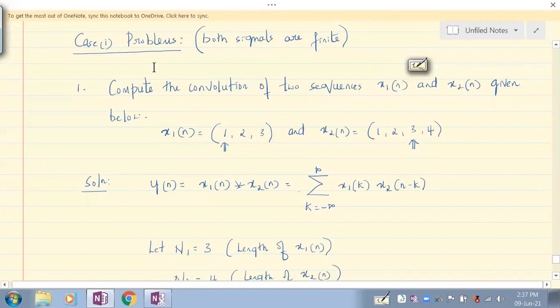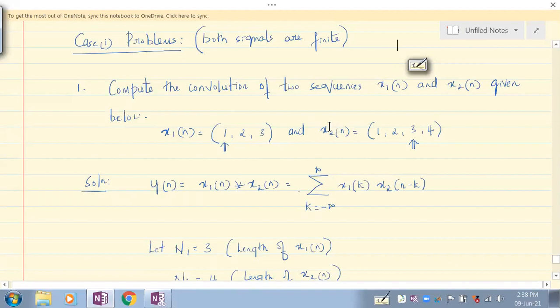So now let's see the problems on convolution sum, wherein we are asked to find the convolution sum of the sequences. I've told you the discrete time signals can also be called as sequences. Convolution of two sequences x1 of n and x2 of n given below. x1 of n is given as a 3-sample signal: 1, 2, 3, whereas this one is the 0th sample. This arrow tells us that.